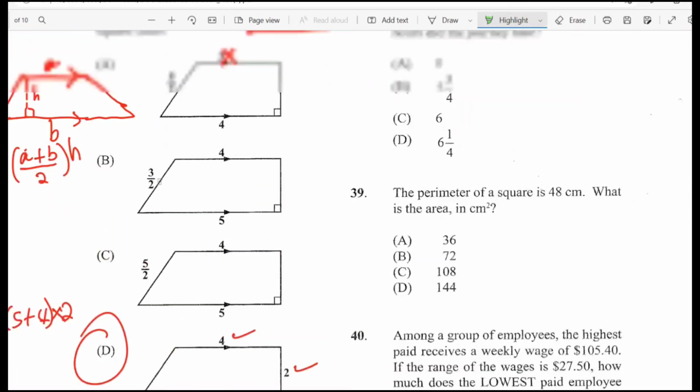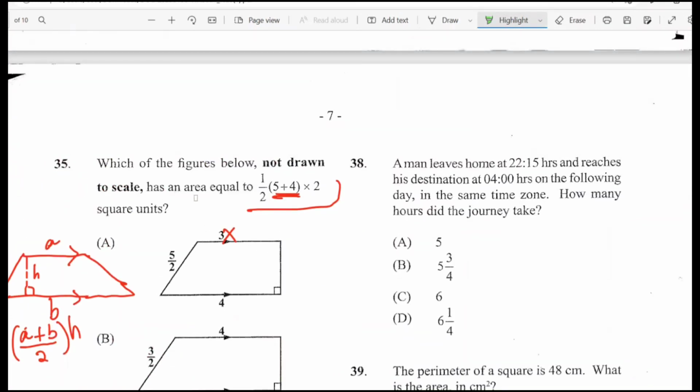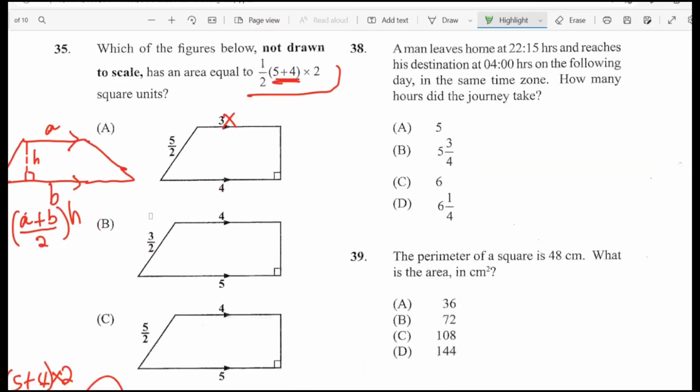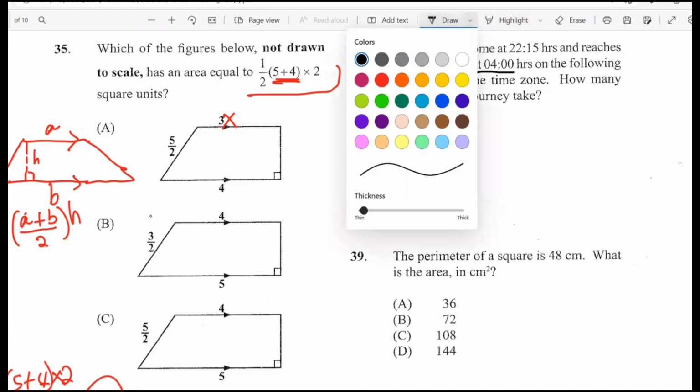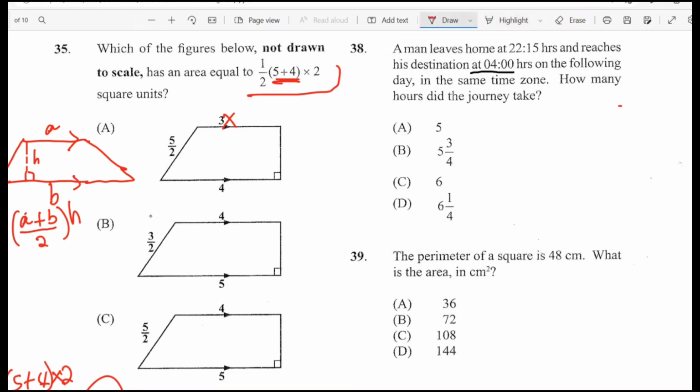Question 38. A man leaves home at 10:15, well, technically, 22:15 hours, and reaches his destination at 4:00 hours the following day in the same time zone. How many hours did he journey?